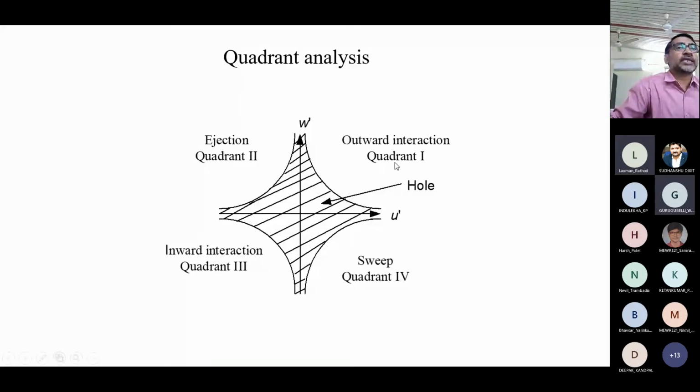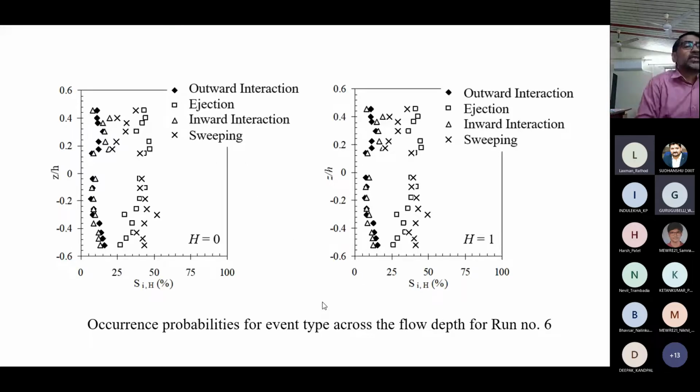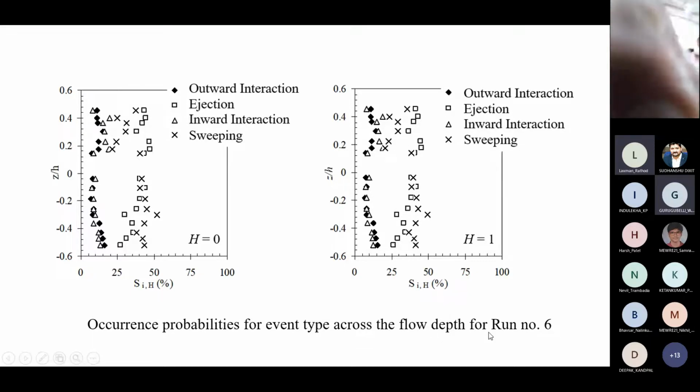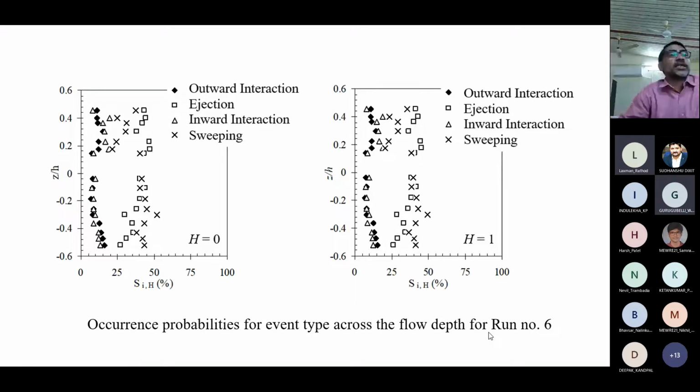Right. So in the morning, as we know, there is outward interaction, ejection, and inward interaction and sweep. That quadrant analysis was done to identify the bursting trends and occurrence probability of these events. Now in this, you can see the occurrence probabilities for event types across the flow depth for run number 6. I have shown only one run here. For run number 6, from zy/h of minus 0.6 to zy/h of around 0.4, you can say the whole depth is covered, and these occurrence probabilities are calculated.